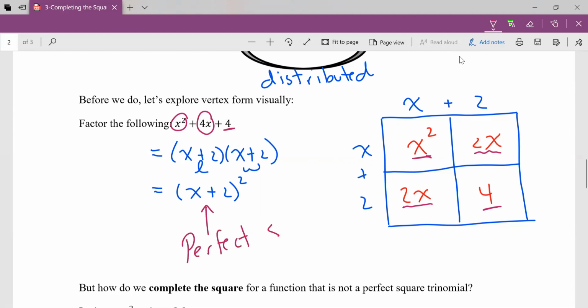Perfect square. I always wonder why we call it a perfect square. Isn't just a square good enough? It's a square trinomial, but we always call it a perfect square. Mysteries of the universe.